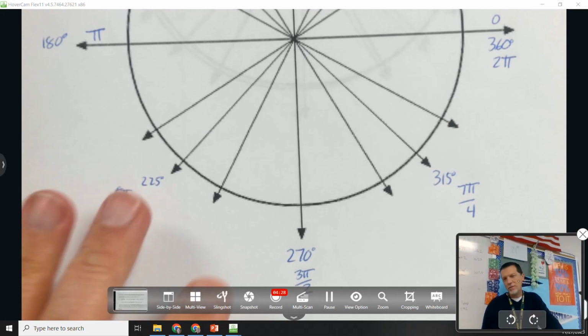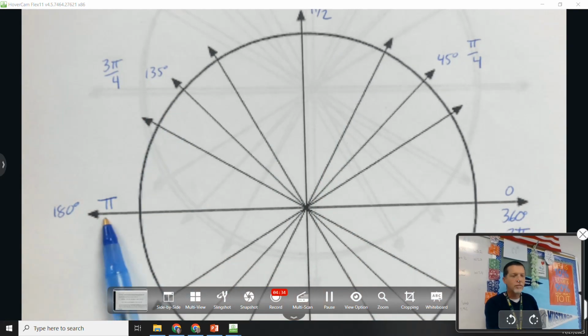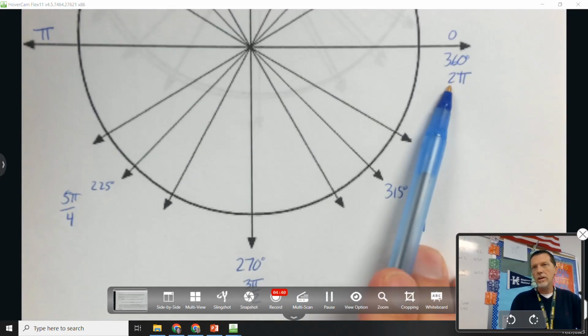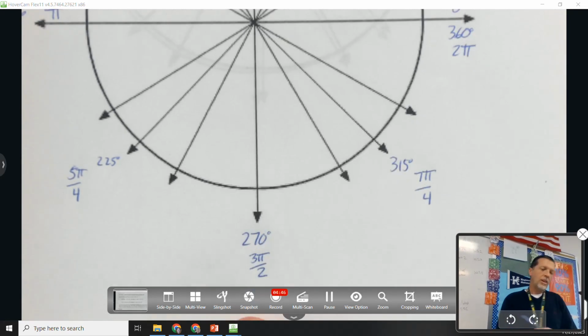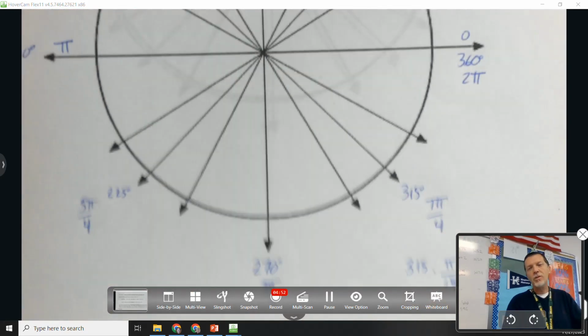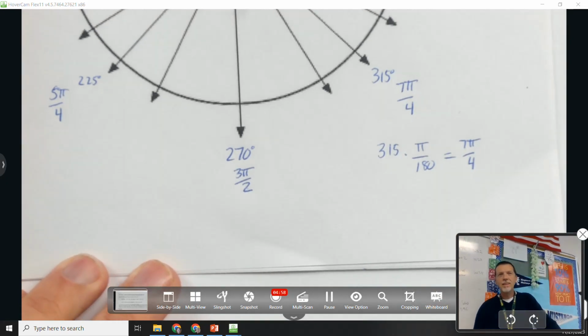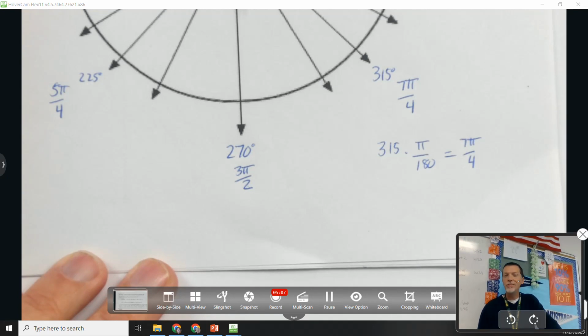Or you just count by pi over 4, right? 1 over 4, 2 over 4, 3 over 4, 4 over 4, 5 over 4, 6 over 4, 7 over 4, 8 over 4. I guess absolute worst case scenario is you do 315 times pi over 180. That's really not the best way to go, but that would get you 7 pi over 4. That would be like absolute last resort if you got stuck. You could convert one by one, but that would take way too long. Please don't use that method. But if you get stuck for one, you could do that.